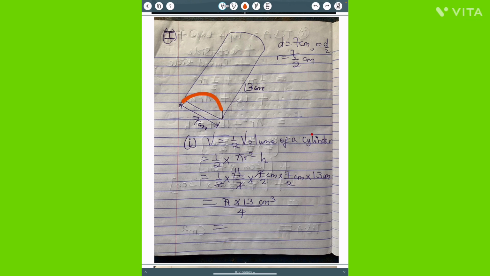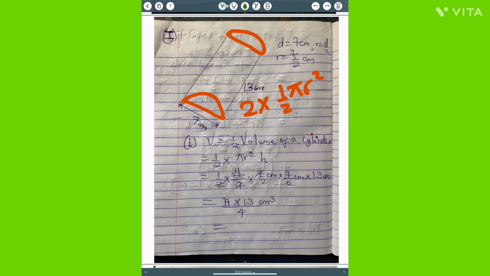There's a semicircle here. There's another semicircle here. So that's 2 times the area of a semicircle, which is half pi r squared. Then there's a rectangular base on which the solid is sitting. That rectangular base is here. That's 7 times 13. You understand? That's another area.